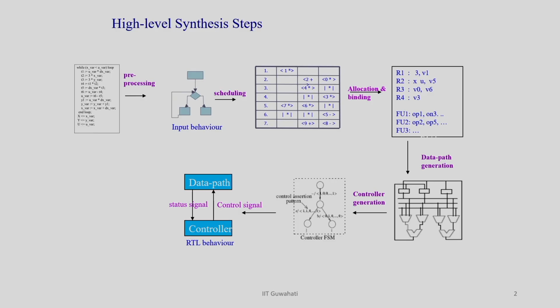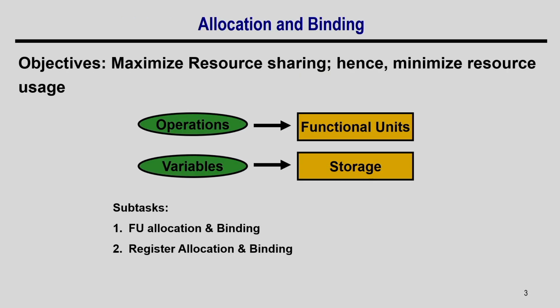Just to recap the high level synthesis steps, we have already discussed that high level synthesis is a process of converting a high level behavior written in C into RTL, and it consists of several substages like pre-processing, scheduling, allocation and binding, and then data path and control generation. We are now discussing allocation and binding, where we have already seen that there are two problems. One problem is binding the operations to the function units, and the other is binding the variables to the registers or the storage. We are discussing this problem of mapping variables to the storage.